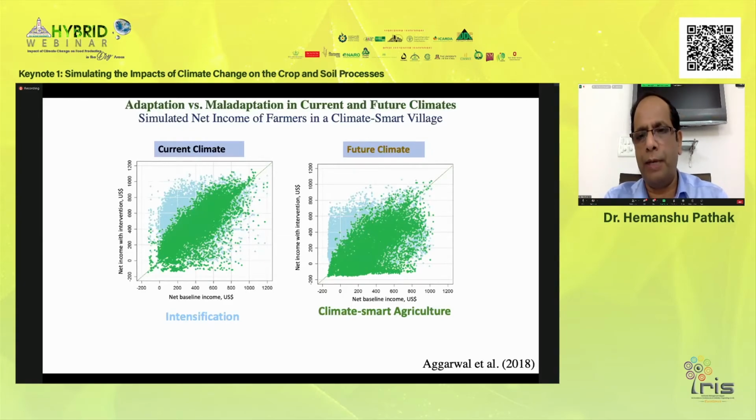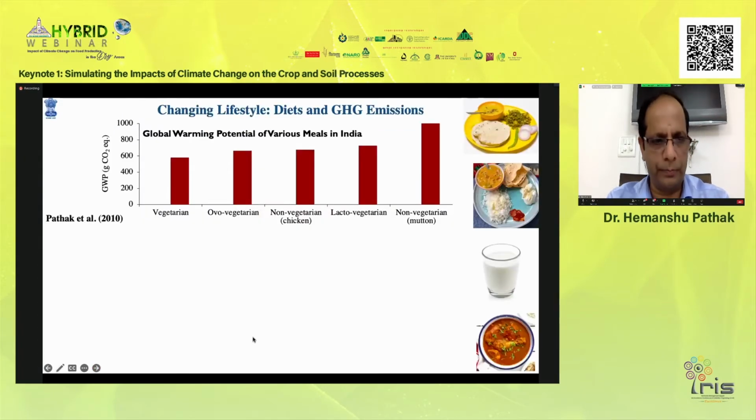In the future climate, the effect of a particular technology or intervention is going to be more and more uncertain, more and more risky. So therefore, in times to come, we have to be very, very concerned and judicious about selecting a particular technology, selecting a particular intervention, and what benefit we are going to get.